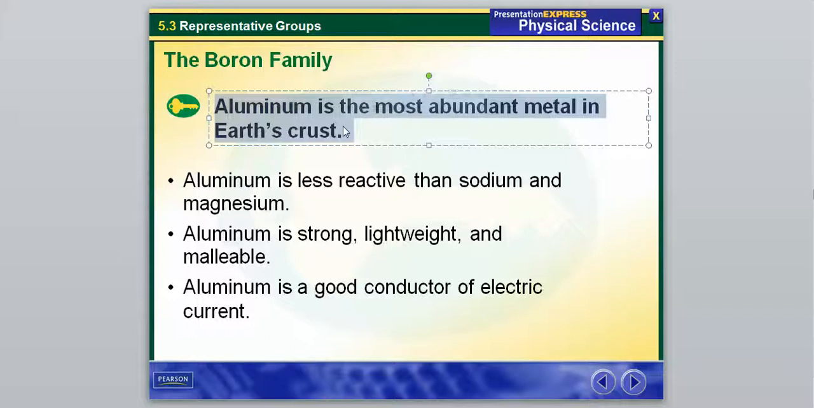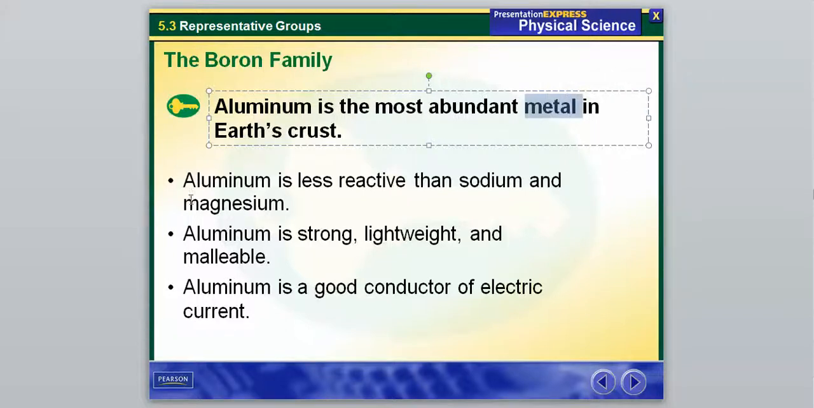So hopefully you've learned about the layers of the Earth: the crust, the mantle, the core. So in the crust, the most abundant metal we're going to find is aluminum. And make sure you realize we say metal and not the most abundant element in general. But of all the metals, which there are a lot of, aluminum is the most abundant.